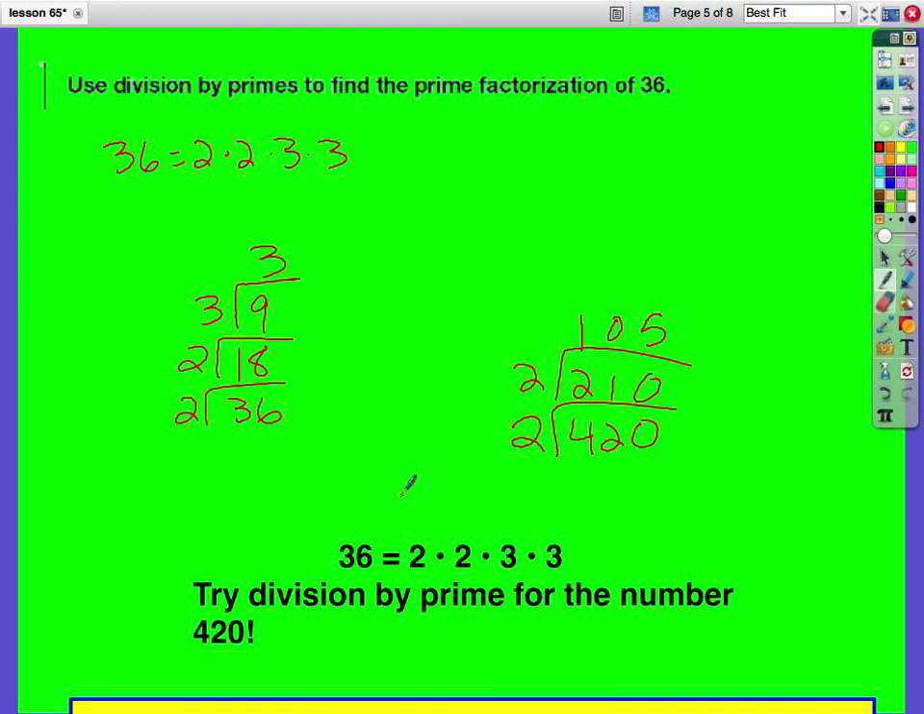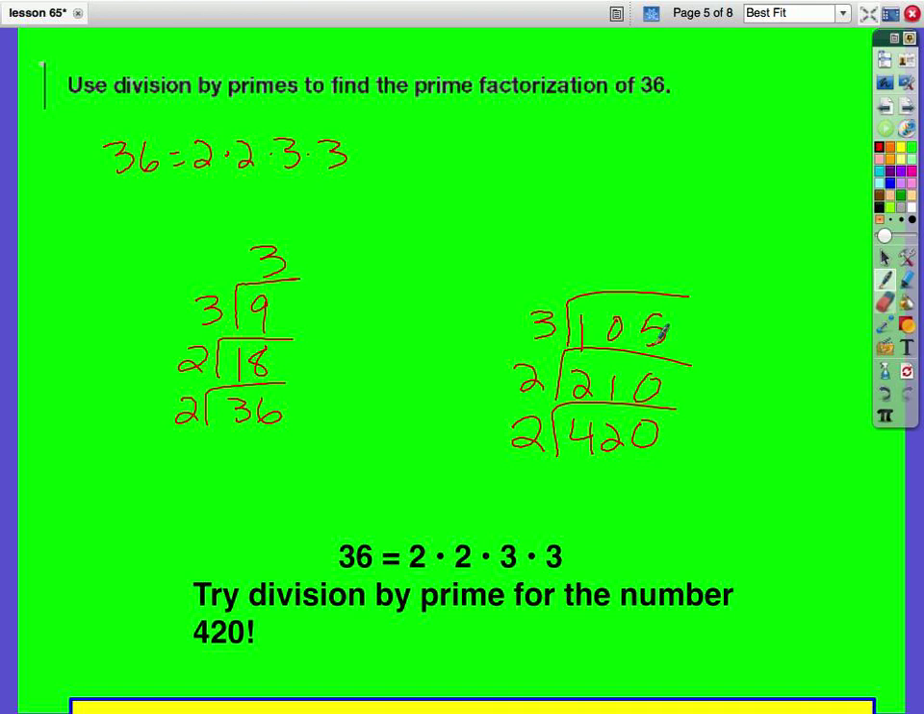Okay, now 2 won't work, 3 does, because if I add up my digits, I have 1 plus 0 plus 5 is 6. So 3 is going to work, and this is why I don't like division by prime myself. I like to do factor trees, which I'll show you in a little bit, just because if we don't do this right, we can get lost.